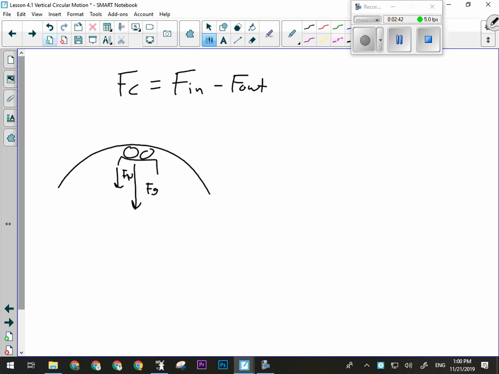Right? We have this situation going over the top of a vertical circle. Okay? In that situation, Fg is acting into the circle, and as long as we're not going too fast, what will be acting out? Normal force. If we are going fast enough, that normal force will equal 0, because we'll lose contact with the surface and we'll feel weightless.